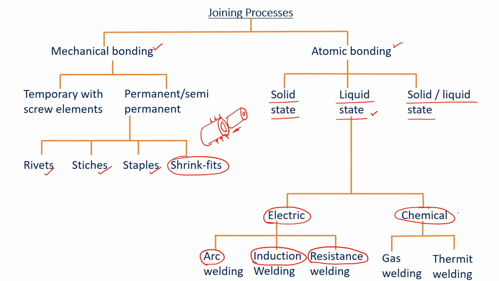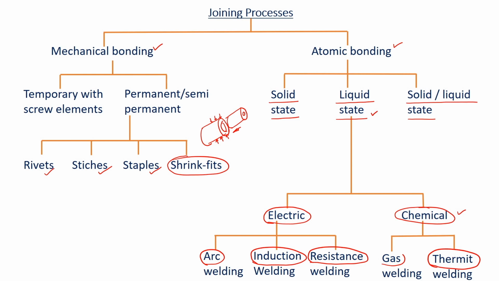In the other group, that is the chemical based liquid state atomic bonding process, we are using the gases, the gas welding, where an oxyacetylene combination of gases is used to generate the flames, and those flames are used to get the required fusion operation. Then we can have a special welding process, that is the thermit welding process, which is used for the on-site repair of the rails. So, here also we are getting a chemical reaction, and that chemical reaction is generating the heat, and that heat will be utilized to weld the parts together.